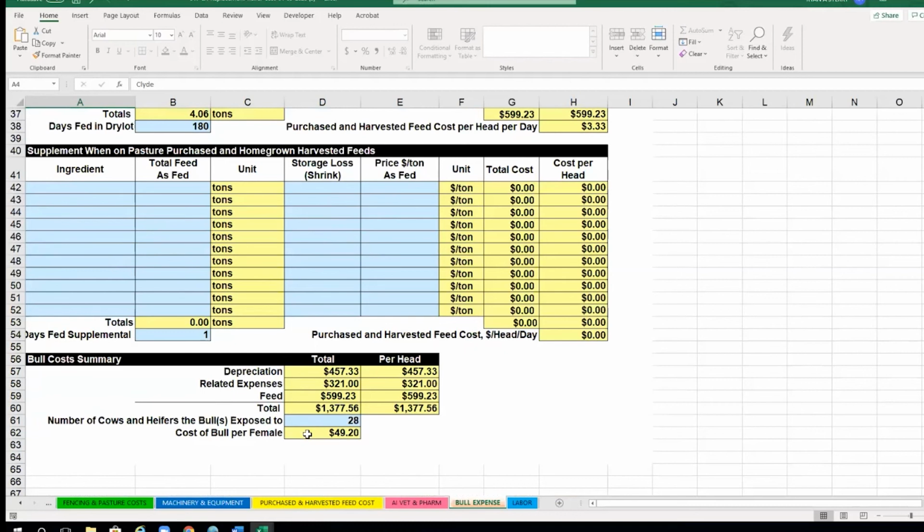The last thing that we want you to remember to enter into here, the number of cows or heifers a bull is going to be exposed to, so we can calculate this cost on a per head basis.